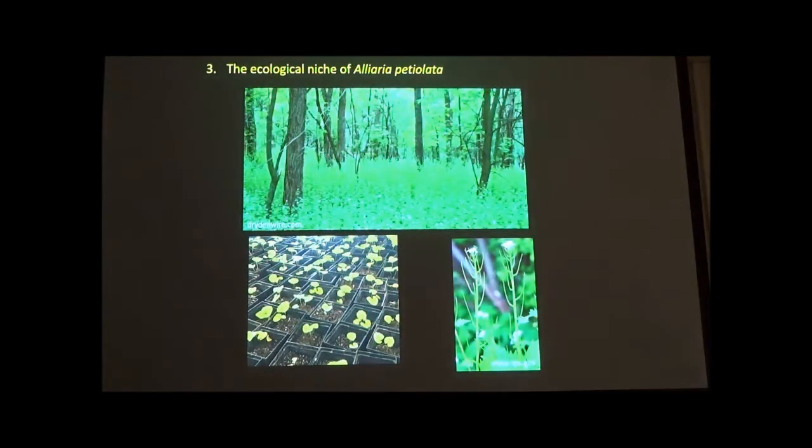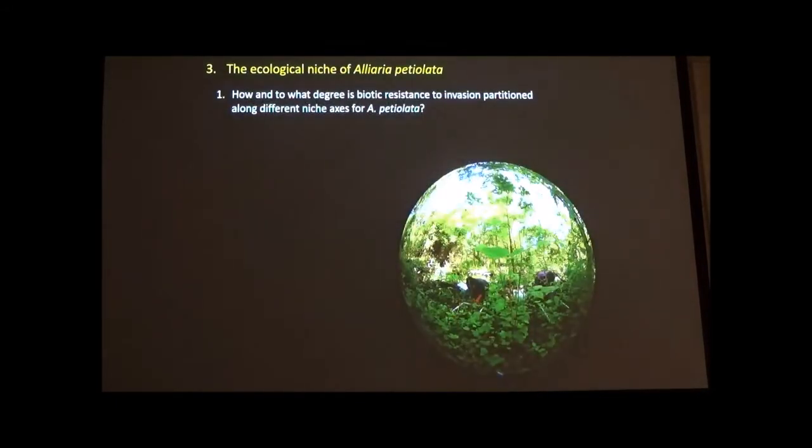So I just want to end with just a few slides on a new study that we're doing. I don't have much to show you because I haven't really done anything yet. But we're focusing on garlic mustard. And I want to just share some of the questions that we're really interested in here.